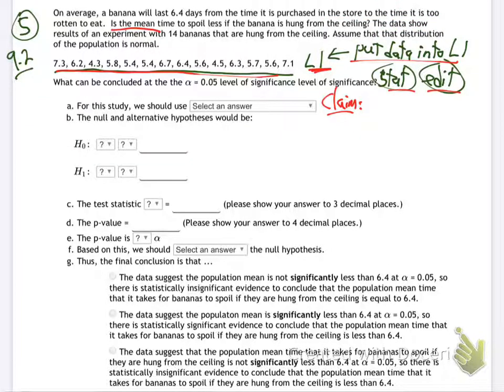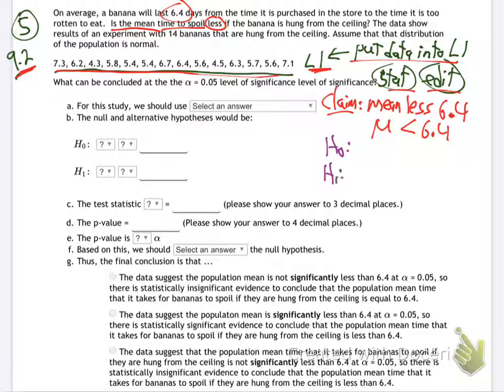Is the mean time to spoil less? Less than what? 6.4 days. Less than the usual spoil time if you hang them from the ceiling. So mu, right? It's not a p problem. It's a mean problem, not a proportion or percentage. That's what 9.2 is all about, averages. Less than 6.4. Let's write the H0, H1.